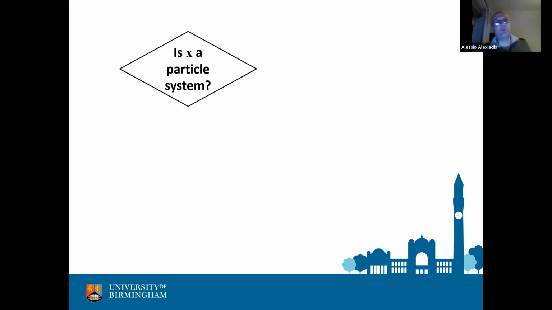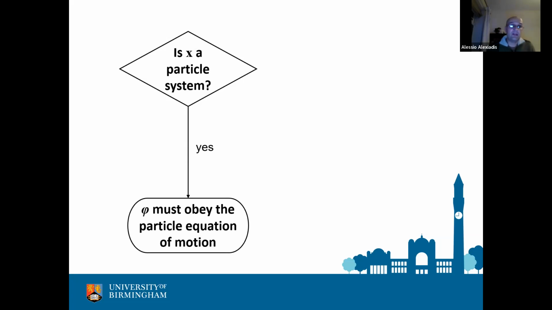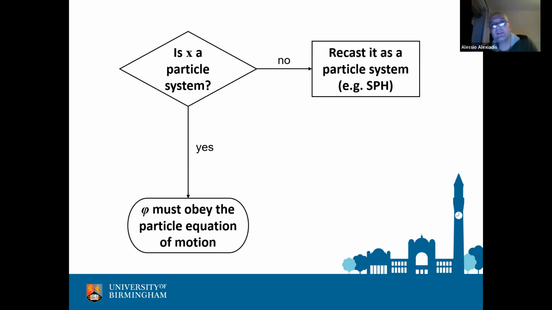And we assume, first of all, that it's a multi-physical system, so it can be described with physical equations. So the first thing we can do is to look if it's a particle system. Because if it's a particle system, we already know that even if we just see the system for some times, it must obey some form of particle equation of motion, like the one we saw before. If it's not, there is the chance that we can recast the system. Let's say it's a fluid dynamic system. There is a certain chance that we can recast the system as a particle system.